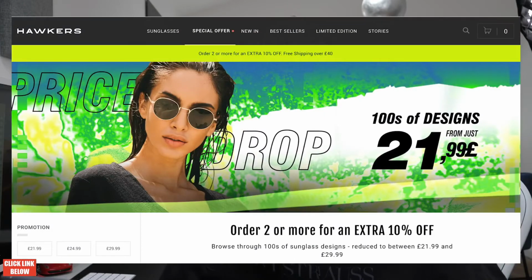Now, it's very similar to the company Hawkers. I don't know if you've ever heard of Hawkers, but basically Hawkers are sunglasses, and they pretty much did this approach. They blasted their website with ads and traffic. It cost them an absolute fortune. They gave away so many sunglasses for like a few pounds. It was so cheap, and these are good quality sunglasses.